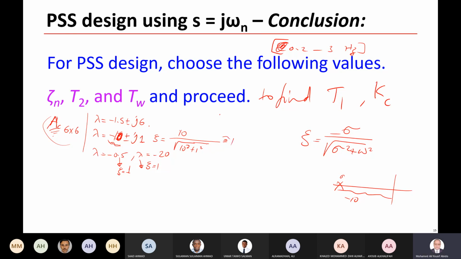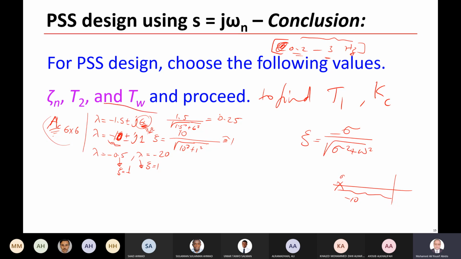For this one, you have zeta equals 1.5 over square root of 1.5 squared plus 6 squared. So this is 6 point something, and this one could be 0.25. Usually this frequency is within the range of 0.2 hertz to 3 hertz. This is the omega, so we divide by 2 pi. So the frequency here is approximately 1 hertz. It is in this range.